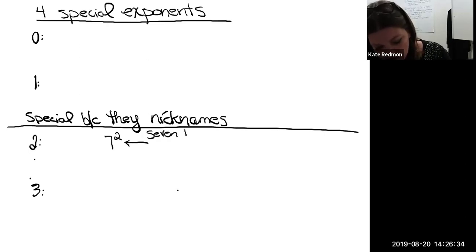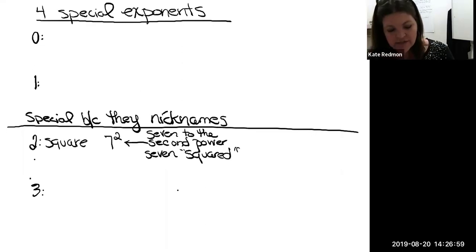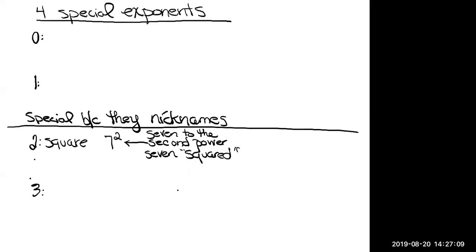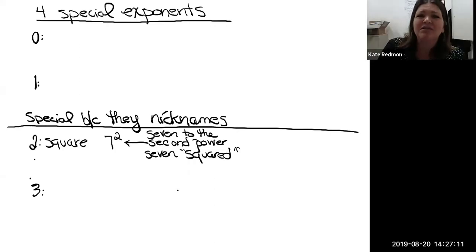So we kind of have a nickname. The power of 2 comes up so much that it has another name. We call it squaring. So that can also be read as 7 squared. Squaring is a thing we do. It is an operation. You can square a number. Okay. Now, why in the world would I call this squaring? What in the world does it have to do with the shape squares? Well, it actually has to do with the area of a square.